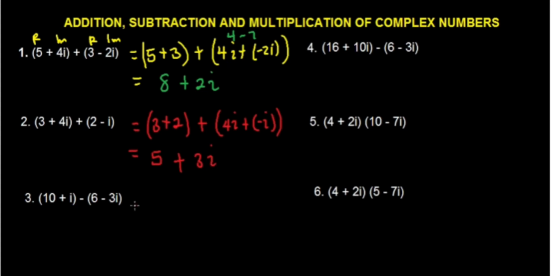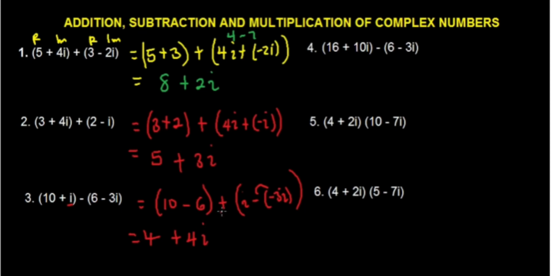5 plus 3i. Now I want to do the subtraction. You subtract the real part, you subtract the imaginary part, one after the other. So that will be 10 minus 6, then plus i minus 3i. Can you see that? So we have 4, then this one will give me 4, because minus and minus will become plus, so I have plus 4i here, and that will be the answer for this one.